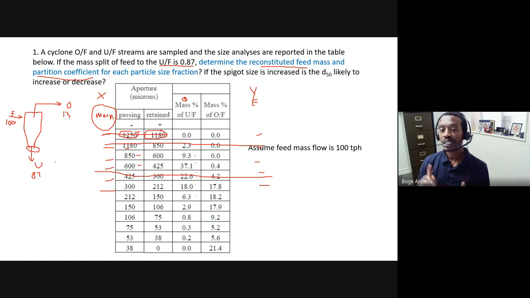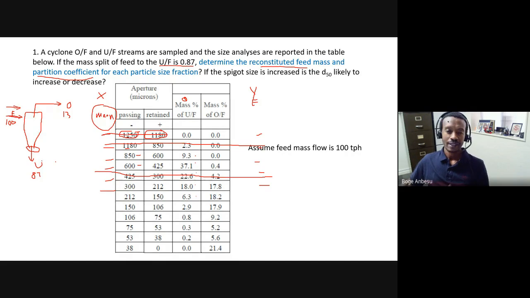So the split is actually determined from the mass flow rates. I think your questions are very related. The 87% is actually calculated from flow rates. So I have feed coming in at 100 ton per hour. This is an operational variable. If that's the capacity at which I am operating, I can take that as my feed flow rate.